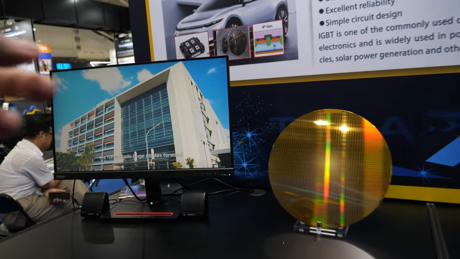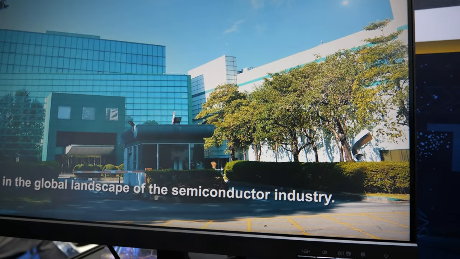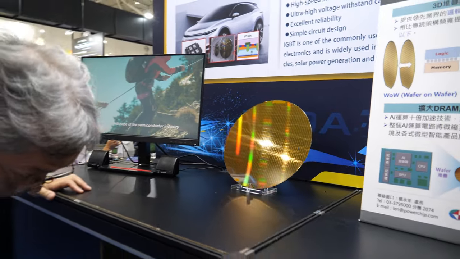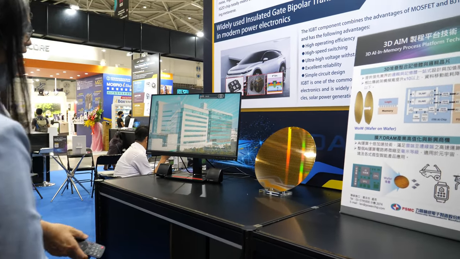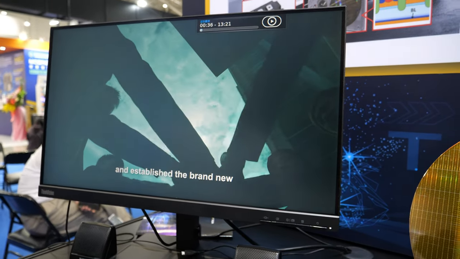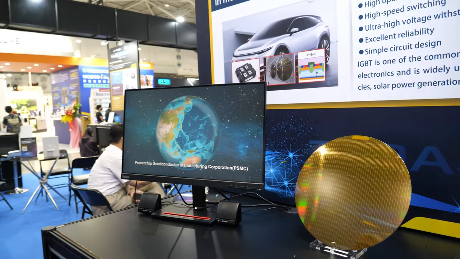And this is what it looks like? Yes. Is it in Hsinchu? Hsinchu, yeah. Everybody's in Hsinchu.